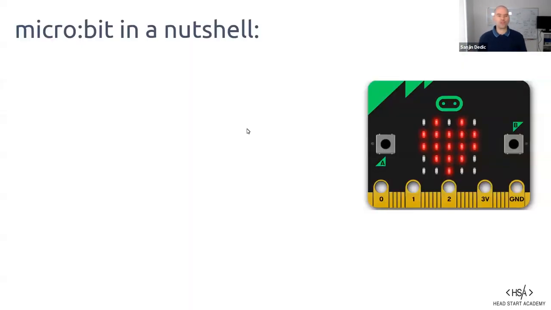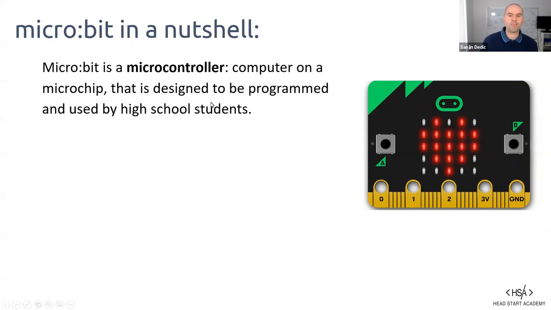So, microbit in a nutshell. What is a microbit? Why is it important? And why is it interesting? So, a microbit is a microcontroller. A microcontroller is basically a very, very small programmable device, almost like a computer on a microchip. And it's the first microcontroller ever designed to be programmed by high school students.